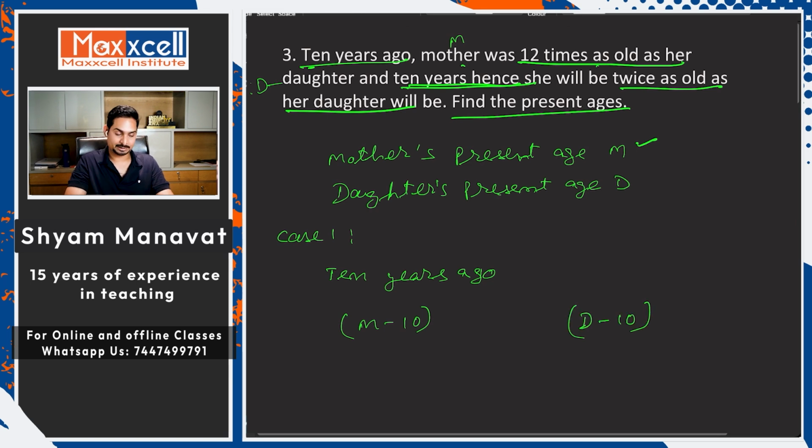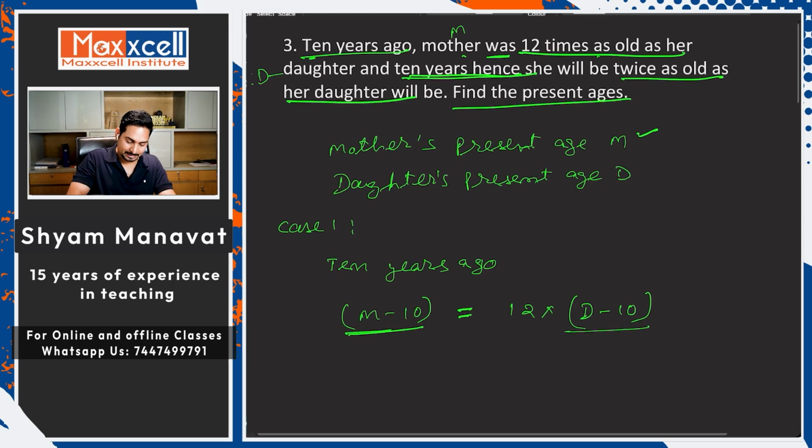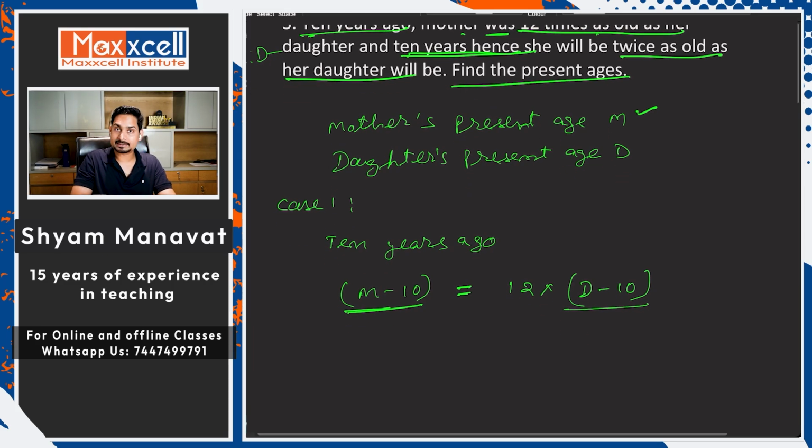Now let's form the equation. It says mother was, is the helping verb. Helping verb के लिए हम लोग क्या यूज करते हैं? Equal sign. So mother was 12 times. Times का मतलब क्या? Multiply. 12 times the age of daughter. Right? Simplify करना है इसको, then we can see case number 2. So M minus 10 equal to 12D minus 120.